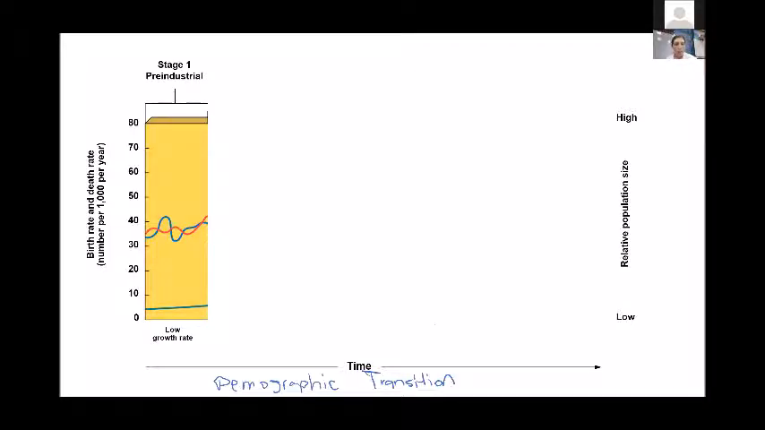So at stage 1, which is in a pre-industrial stage, this is before modern agriculture or large industries, big fossil fuel use. It's mostly dependent on human labor. You see that there are usually high birth rates, but there's also high death rates, because there's not access to medicine, vaccines, and other types of things we know increase or decrease our death rate. So even though both are high, they're about equal. So growth rate tends to be pretty low.